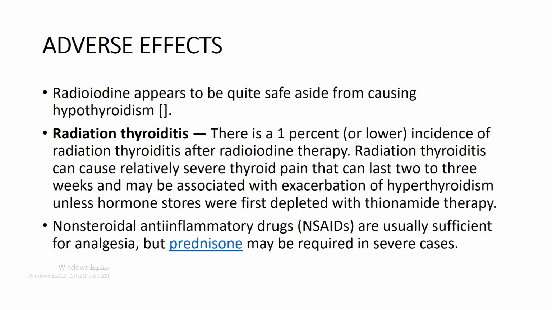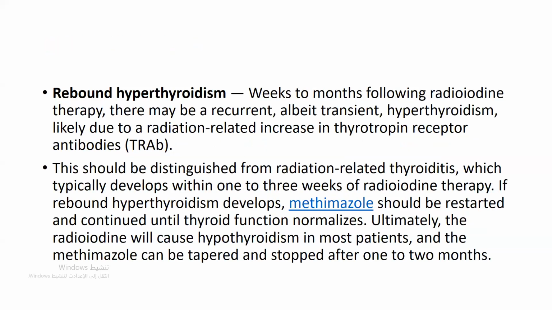Adverse events expected with radioactive iodine: it is usually quite safe, but hypothyroidism, as we mentioned, is what we are usually observing. Radiation thyroiditis occurs in 1% after radioiodine therapy. Radiation thyroiditis can cause relatively severe thyroid pain that can last 2 to 3 weeks and may be associated with exacerbation of hyperthyroidism unless hormone stores were first depleted with thionamide therapy. Non-steroidal anti-inflammatory drugs are usually sufficient for analgesia, but prednisolone may be required in severe cases.